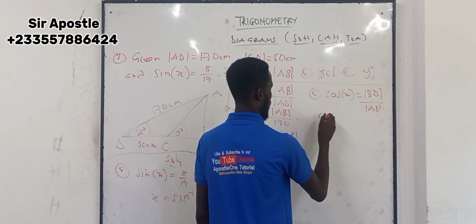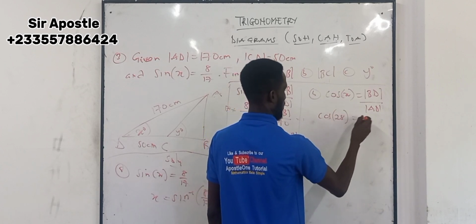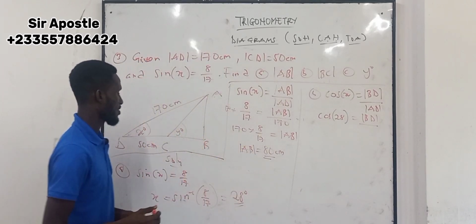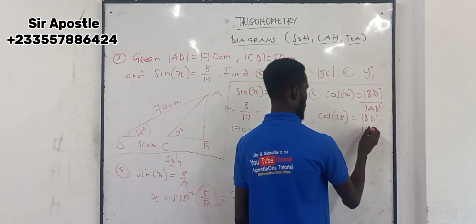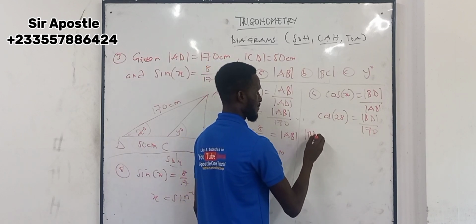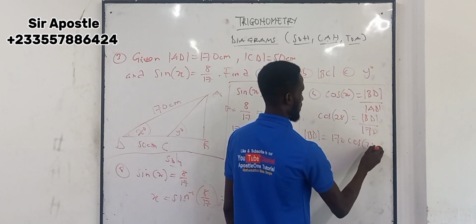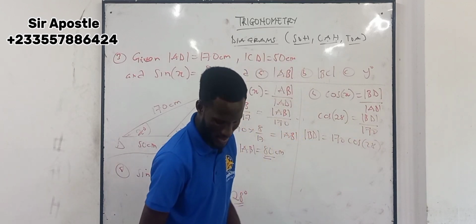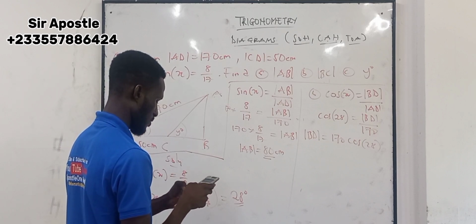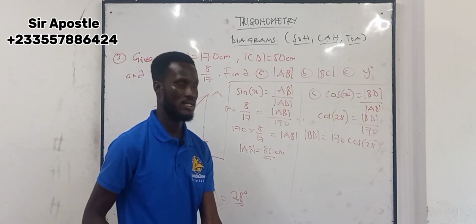So we have cos, the angle is 28. We have BD, AD is 170. So which means I have to multiply through by 170. So my BD will now be 170 cos 28. So 170 cos 28. It will give me 150.